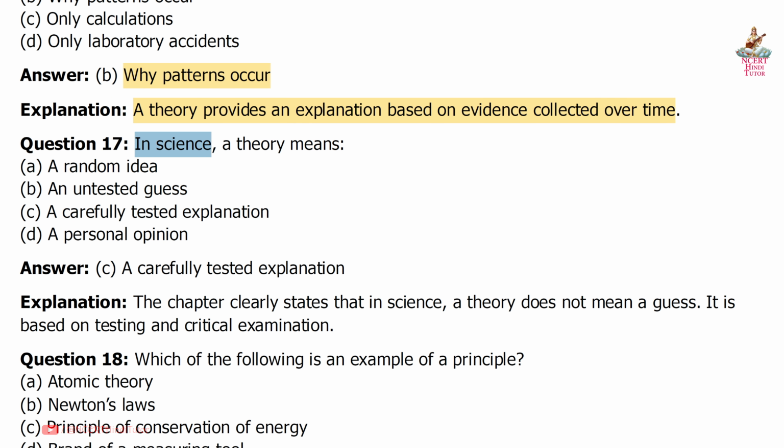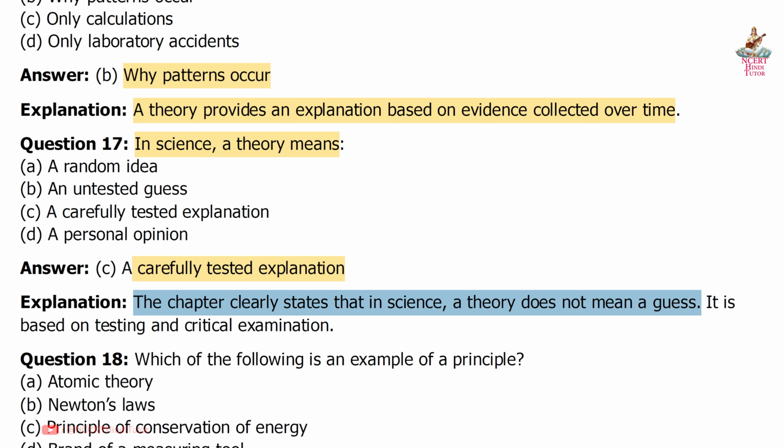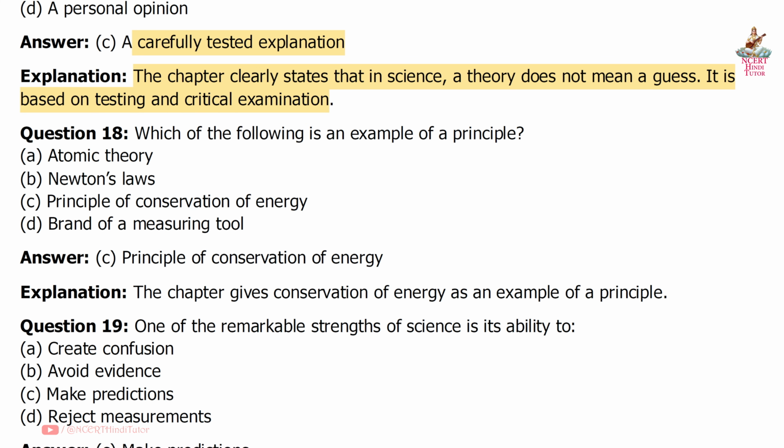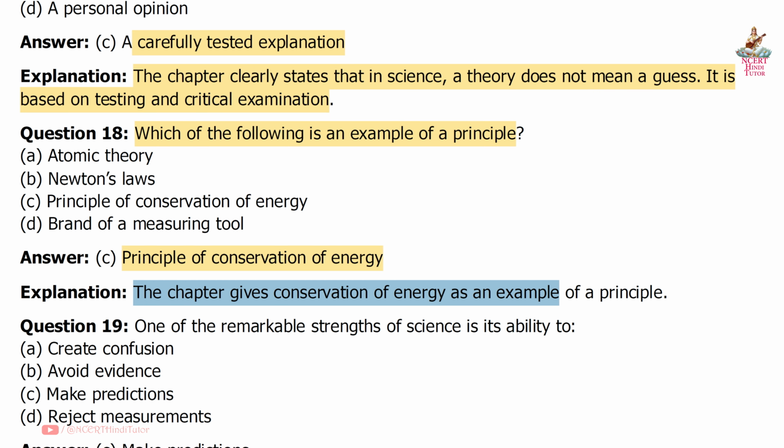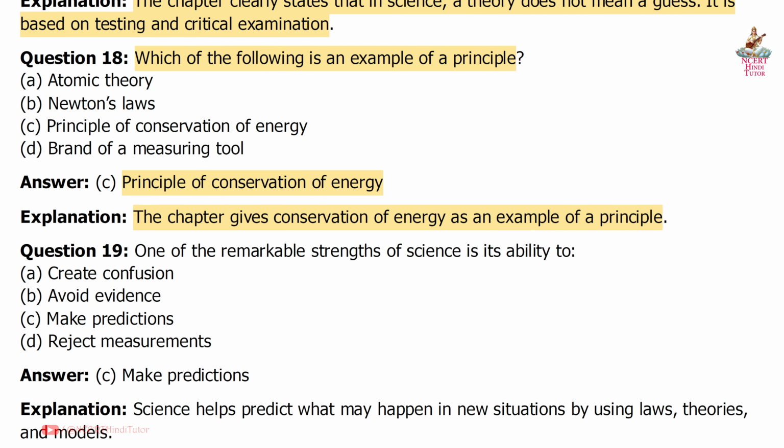Question 17. In science, a theory means: Answer C. A carefully tested explanation. Explanation: The chapter clearly states that in science, a theory does not mean a guess. It is based on testing and critical examination. Question 18. Which of the following is an example of a principle? Answer C. Principle of conservation of energy. Explanation: The chapter gives conservation of energy as an example of a principle.